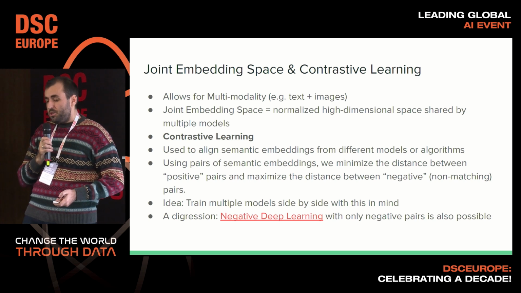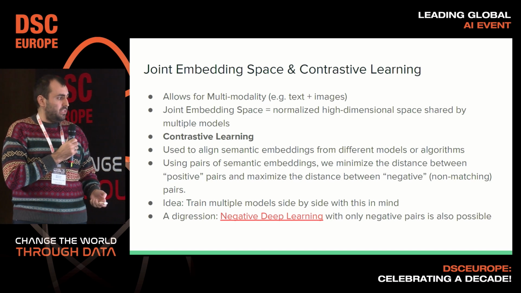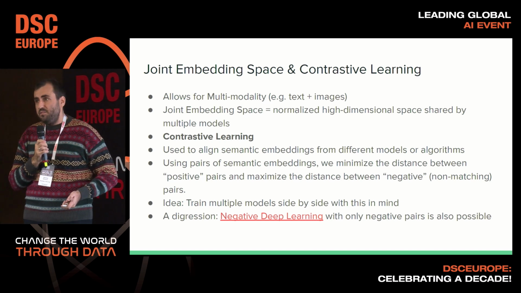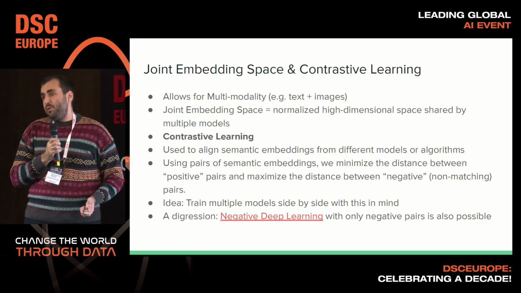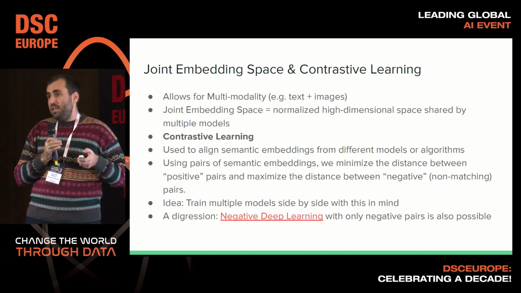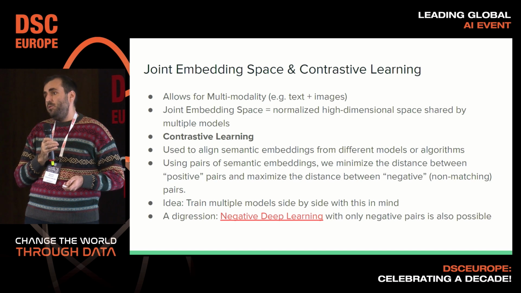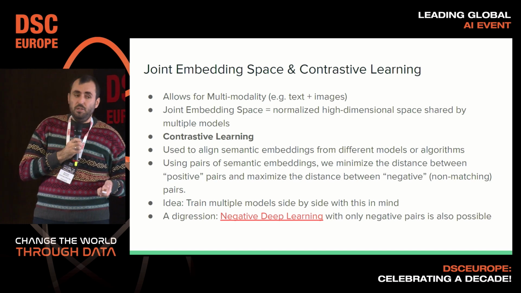So how do we train these types of models? There is this concept called contrastive learning. Contrastive learning is not something new. It has been there for quite some time, but the main idea is how to align those embeddings, right? How can we align embeddings from the textual model and from the visual model?